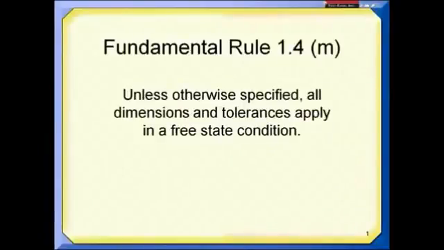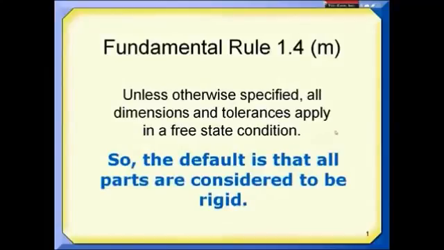Here's an example of a fundamental rule and how it may be overridden. It is Fundamental Rule 1.4(m), and it tells us that unless otherwise specified, all dimensions and tolerances apply in a free state condition. In other words, the default is that the parts are considered to be rigid. You're not allowed to distort the part in any way during verification. You can't just look at a part and say, oh, that's a non-rigid part. You have to look at the drawing and see if it's been specified otherwise. If not, it's considered to be a rigid part.